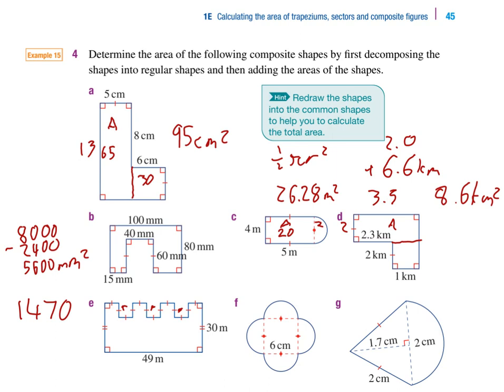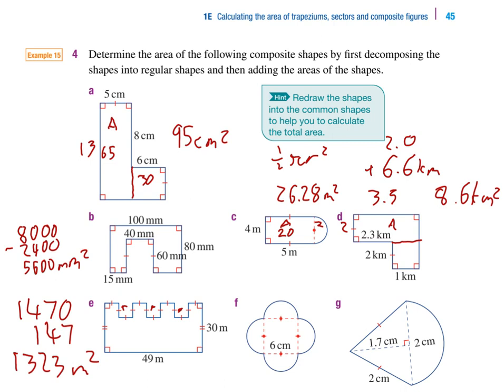7 times 7 is 49. 49 times 3, I believe, will be 147. And then that means my 3 areas were 147 in total. And then I've just got to do the subtraction. Take 147 from 1470, and you end up getting 1323 meters squared.